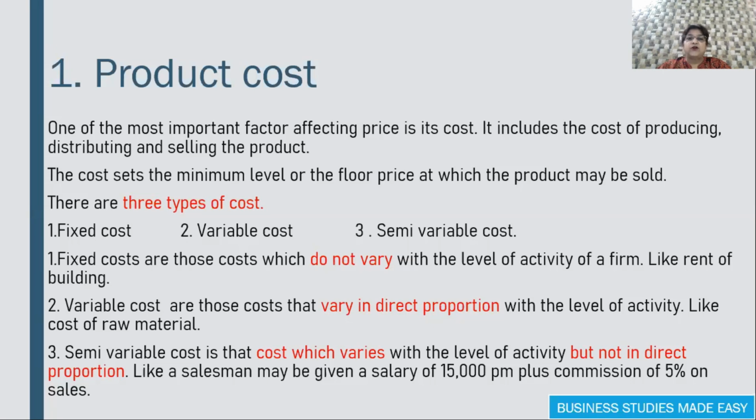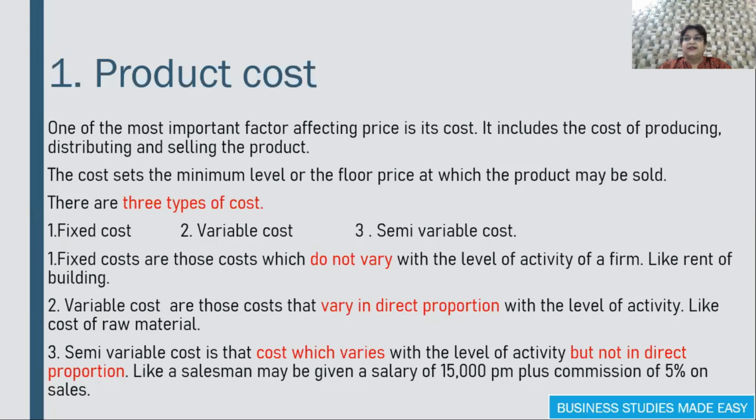Then the second type of cost is variable cost. Variable cost is that cost which varies in direct proportion to the amount produced. So if you produce 100 units, your raw material will be 100. If you produce 2,000 units, your raw material will be 2,000. So that cost which varies in direct proportion to the amount of production is called variable cost.